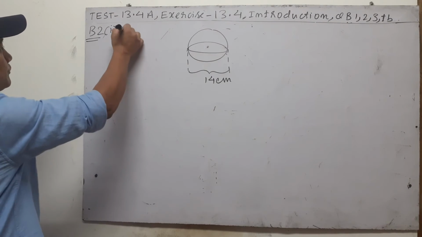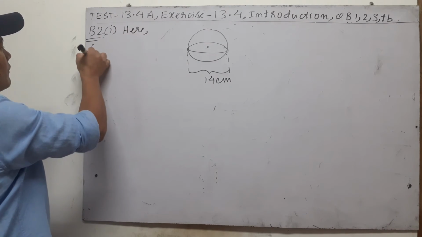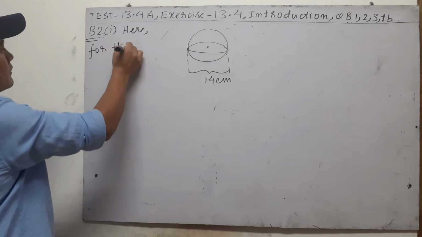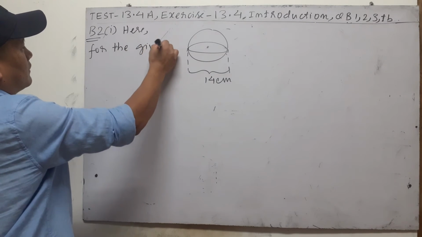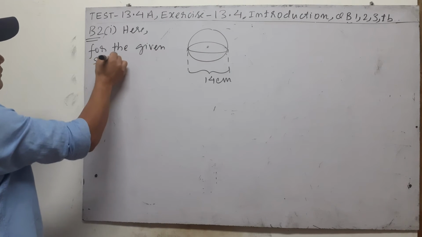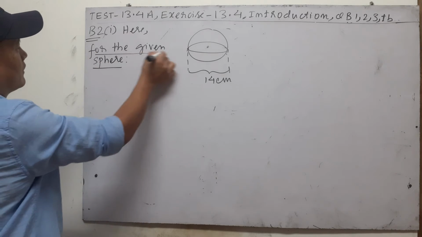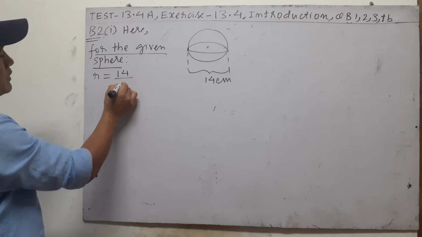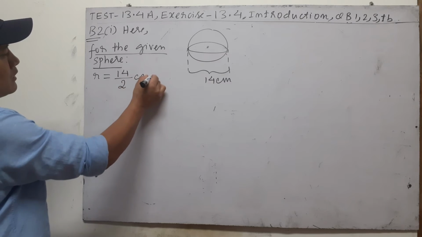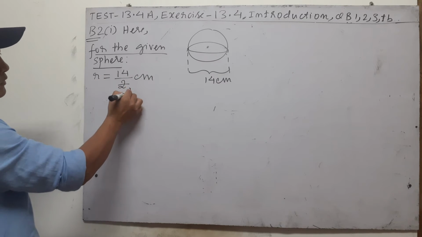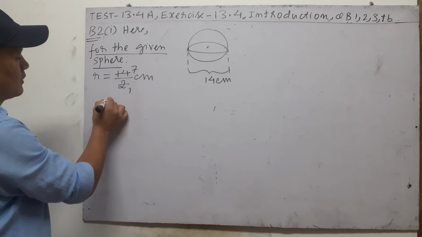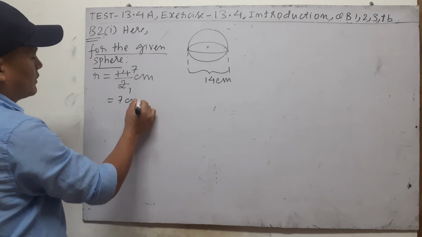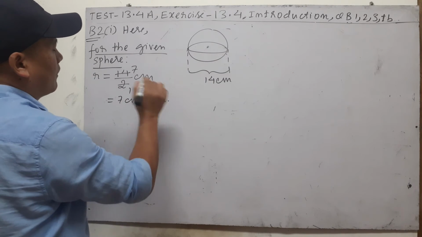So here, for the given sphere, its radius, when its diameter is given, will be diameter divided by 2. So we have to remember to divide by 2. 2 1s are 2, 2 7s are 14. So 7 centimeter is its radius value.